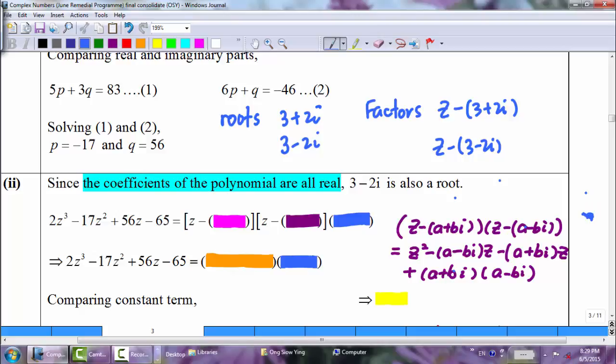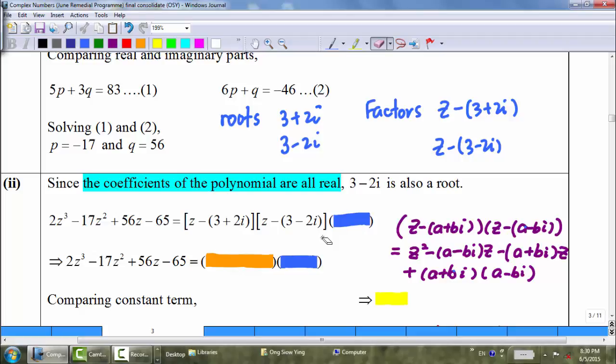Now, you can write down the factors, and with the factors, you will be able to first factorize the polynomial expression completely before you find the roots corresponding to the other factors. So let's write down the two roots. The first root is 3 plus 2i, so the factor will be z minus bracket 3 plus 2i. Similarly, for the second factor, the root is 3 minus 2i, and then you can write down the corresponding factor.